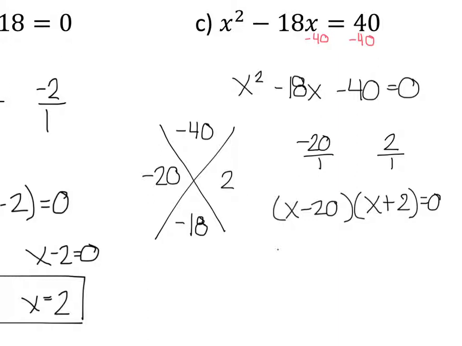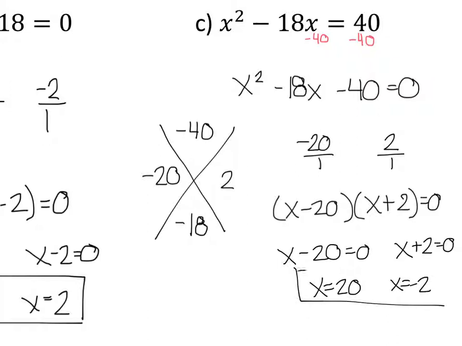So what does x equal? X equals 20 and negative 2. Very good. X equals 20 and x equals negative 2. So that's where our graph crosses the x-axis, at 20 and negative 2.